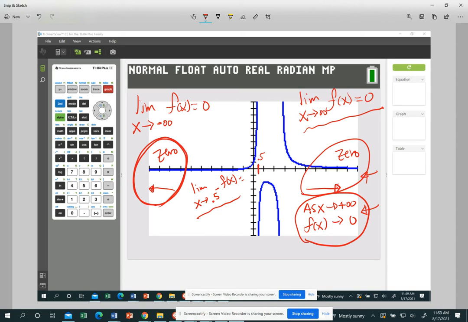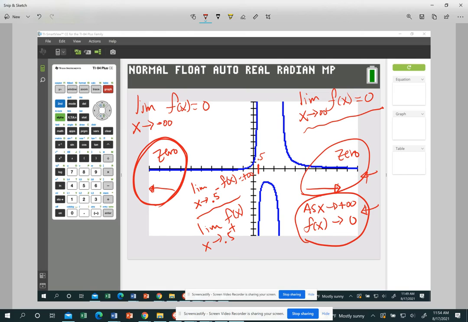Positive what? Infinity. Very good. This is positive infinity. How many of you see that? Okay, so what if I change this? What if this one is limit as x is approaching 0.5 from the positive side? You're coming from the positive side, from here. What is your limit value?